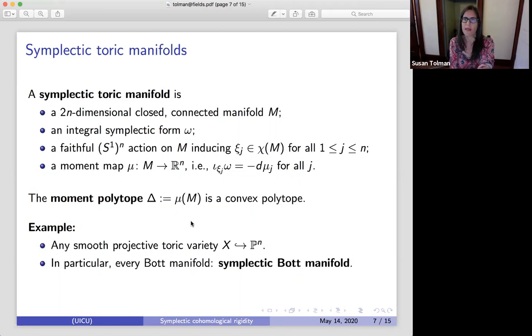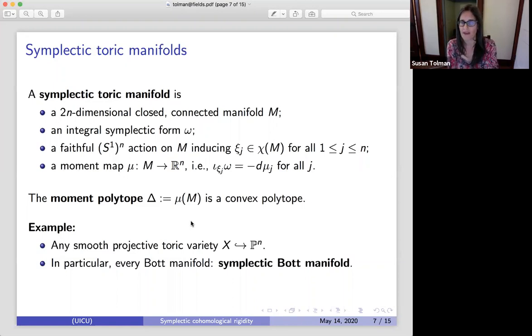And I'm going to have a moment map mu from M to R^n. Of course, this is just a map such that if I take omega and I apply it to C_j, then I get minus d of mu_j for all j. So this is all familiar to, I think, many of you or all of you.